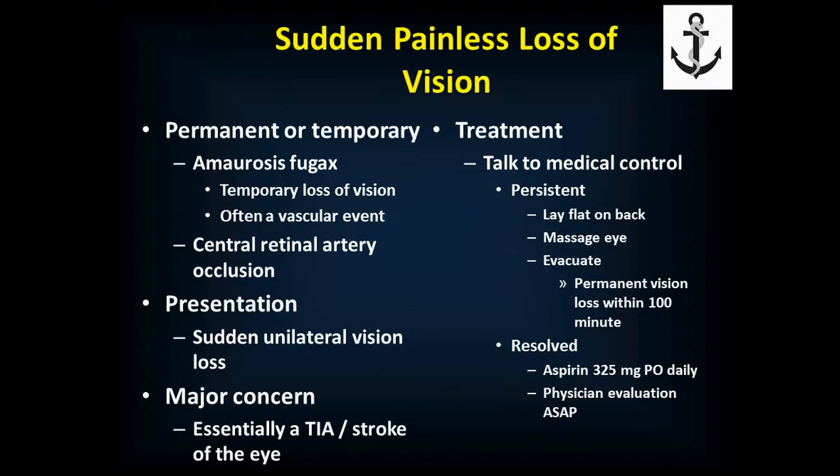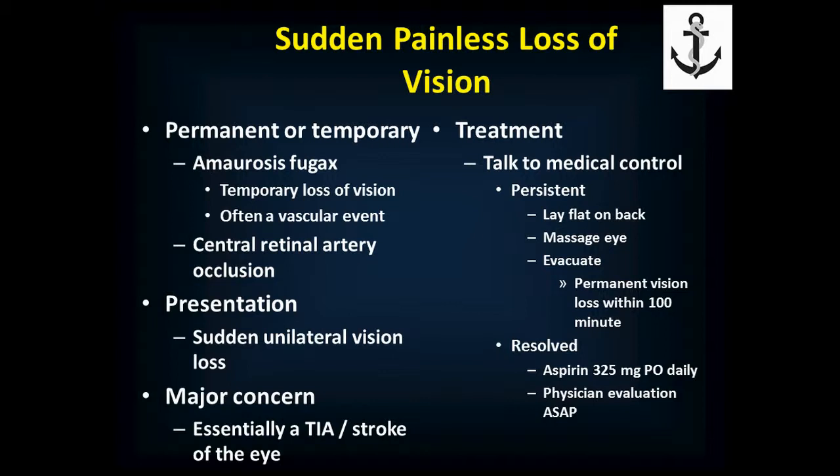If it's persistent, the central retinal artery occlusion, you need to lay them flat on their back, massage the eye, see if you can break up some of the clots so that they flow further downstream, and so there's less vision loss, and evacuate them because they can get permanent vision loss within 100 minutes. So you really need to get them out of there pretty quickly.